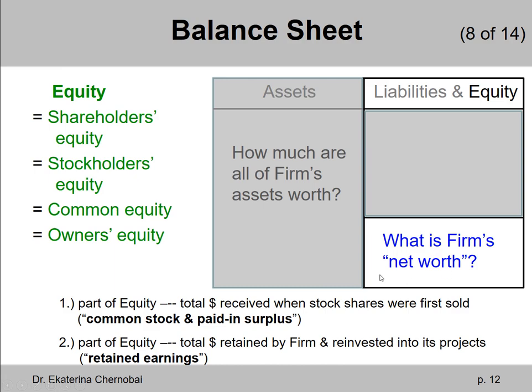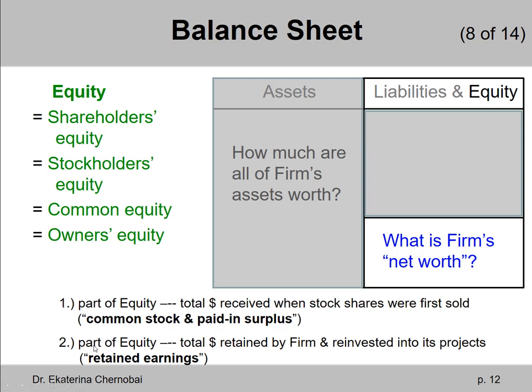Now there are two components. One is typically called common stock and paid-in surplus. So that's the dollar value of all shares when they were first sold. So let's say 1,000 shares are sold for $100 each. Then this part in the balance sheet is going to have $100,000 in it.